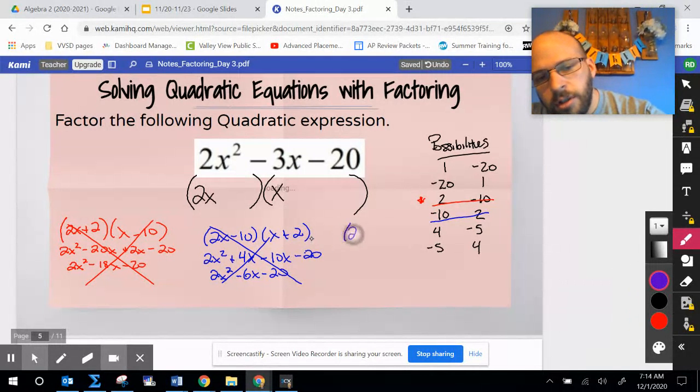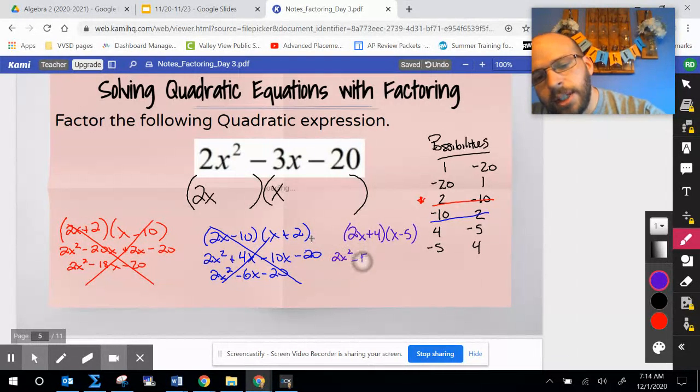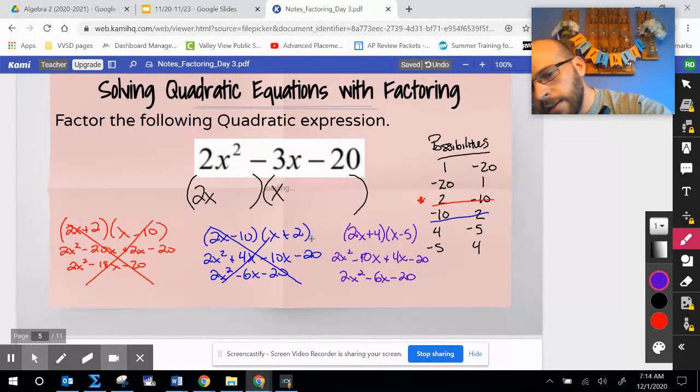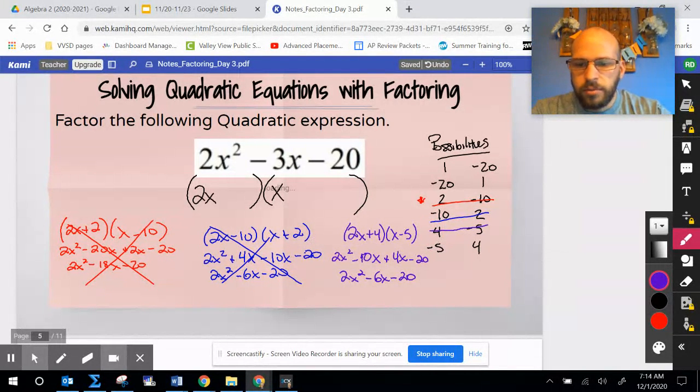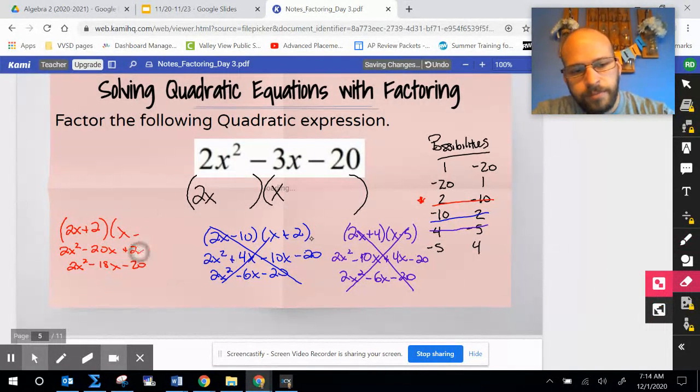Third option, 2x plus 4, x minus 5. Okay, 2x times x is a 2x squared. 2x times a negative 5 is a negative 10x. 4 times x is a 4x, and 4 times negative 5 is a negative 20. I get a 2x squared minus 6x minus 20. Getting closer, but ultimately didn't quite work out for me. Okay, no go.